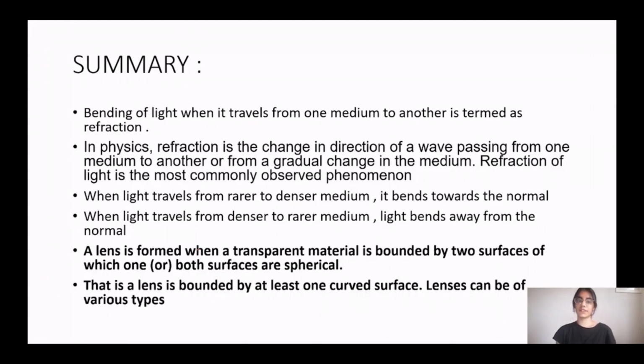So for this particular session, we studied what refraction was. We studied that bending of light when it travels from one medium to another is refraction. In physics, refraction is the change in direction of a wave which is passing from one medium to the other. We know that when light travels from a rarer medium to a denser medium, it will bend towards the normal. When light travels from a denser medium to a rarer medium, it will bend away from the normal. Lenses are formed from a transparent material bounded by two surfaces, or at least one of the surfaces, which tend to be spherical.